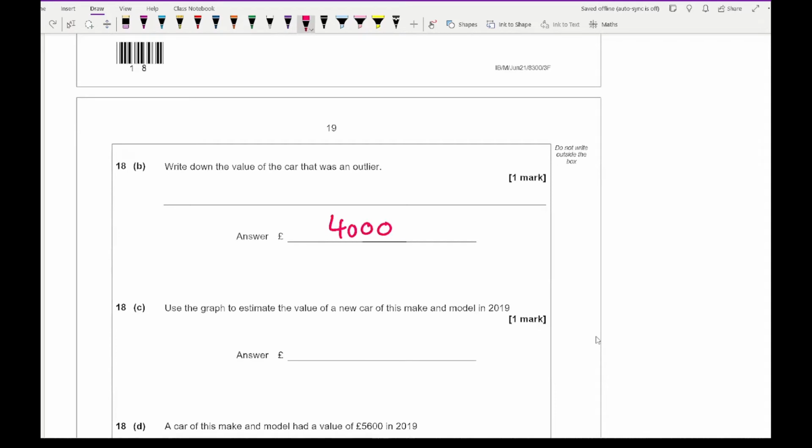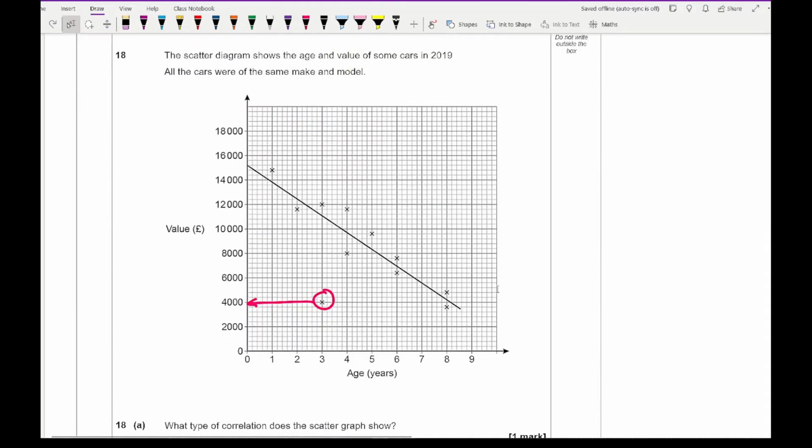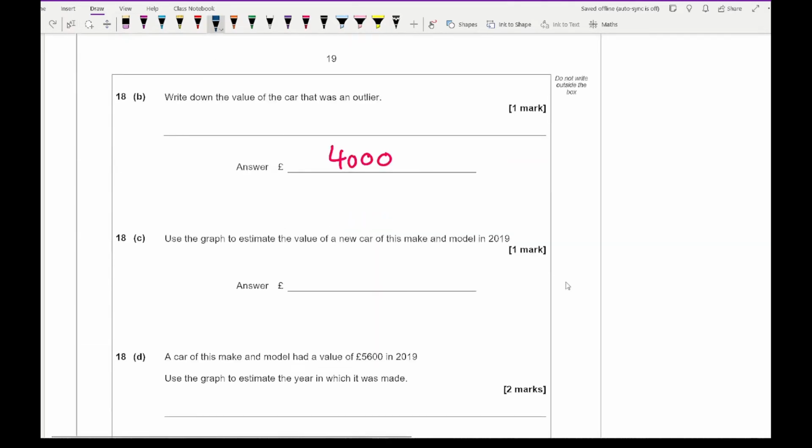It then says part C, use the graph to estimate the value of a new car of this make and model in 2019. So that's when the age is 0 years. So we're looking at this value here. That's for part C. And I would say that that answer there is going to be around 15,000. So just try and, as long as you're reading it off correctly, but I would say it's roughly around 15,000.